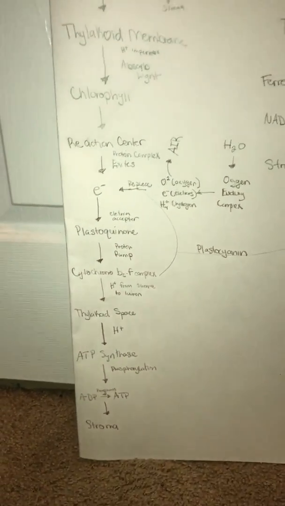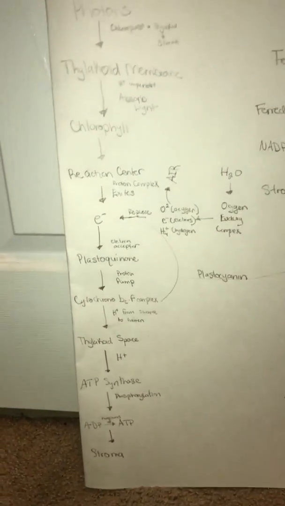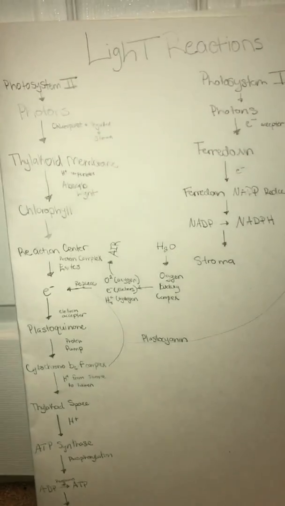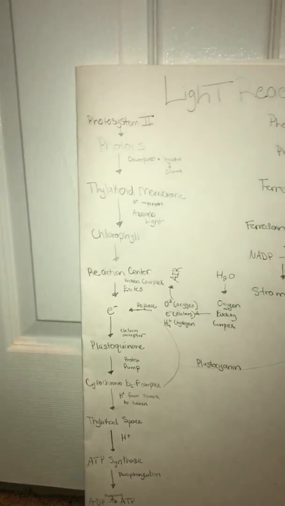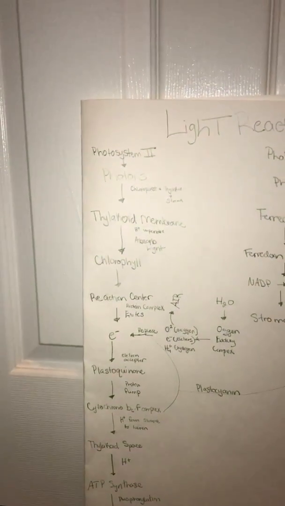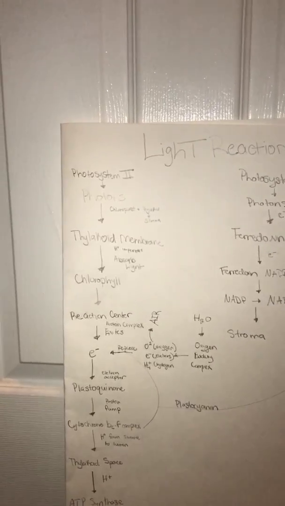So the B6F complex is a pump that allows protons that are in the stroma to enter the lumen, because the thylakoid membrane is semi-permeable, meaning it only allows certain things to come through, and protons are not one of those things.